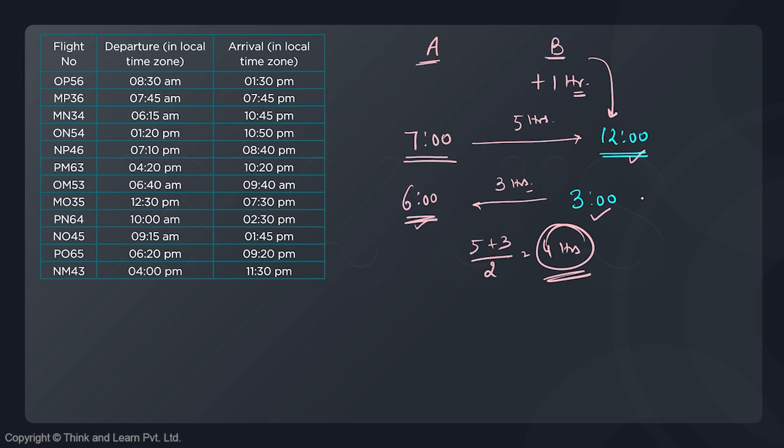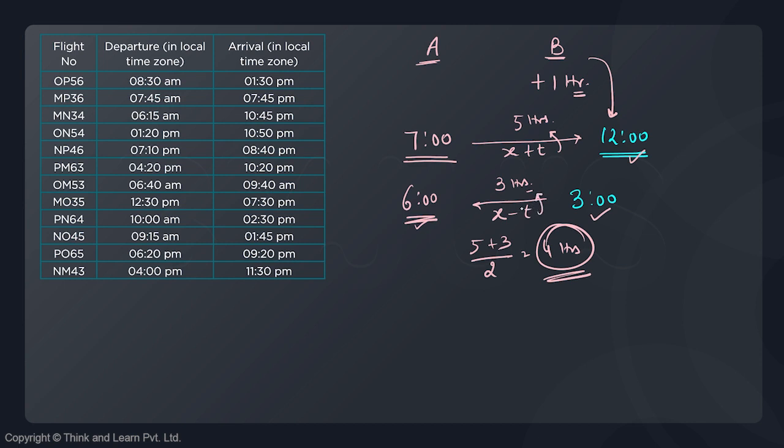Let us say the time taken by a flight is X and the time at B is T hours ahead. So X plus T should be 5. Similarly, while coming back, the time taken is X, and if B was T hours ahead of A, then A would be T hours behind B. So X minus T should be 3 hours.